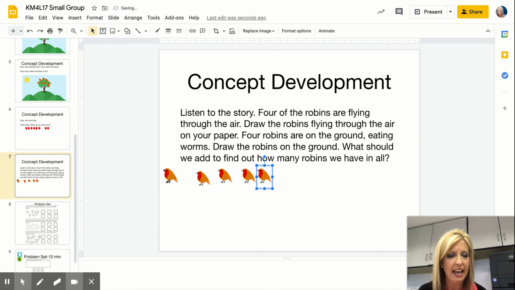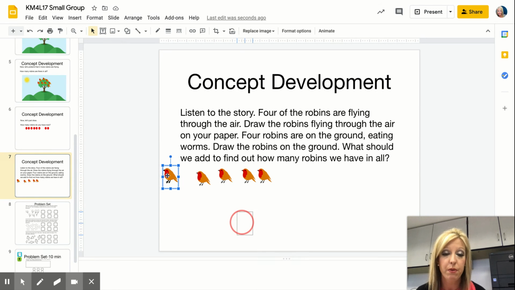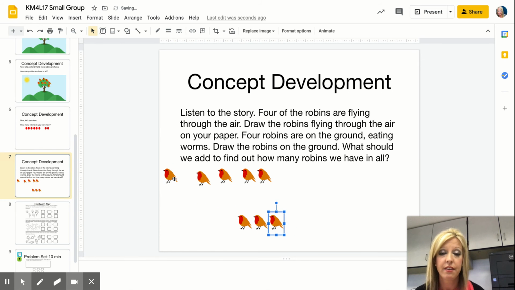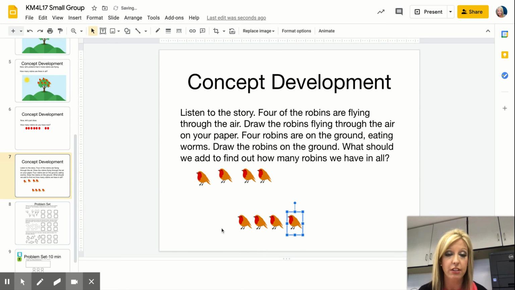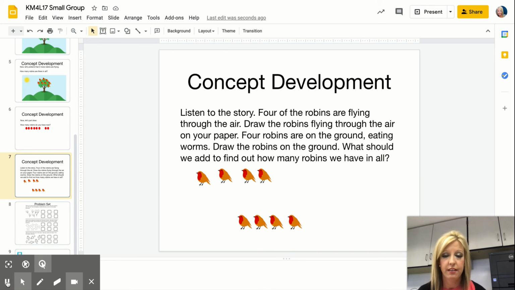And what did it tell us next? There were some robins that were flying, and then what were the other ones doing? You're right. They were eating worms on the ground. So there were how many eating worms on the ground? 4. So let's show that. 1, 2, 3, 4. Go ahead and pause the video and make sure that you have your 4 robins flying through the air and that you have your 4 robins eating worms on the ground.